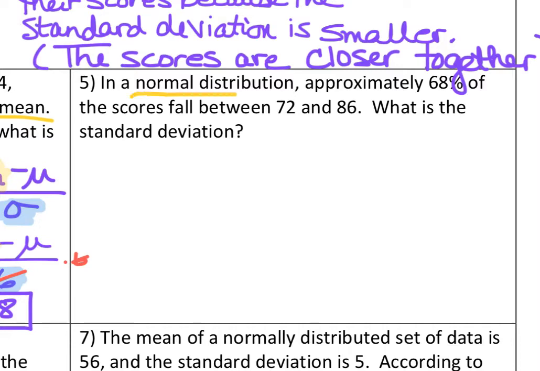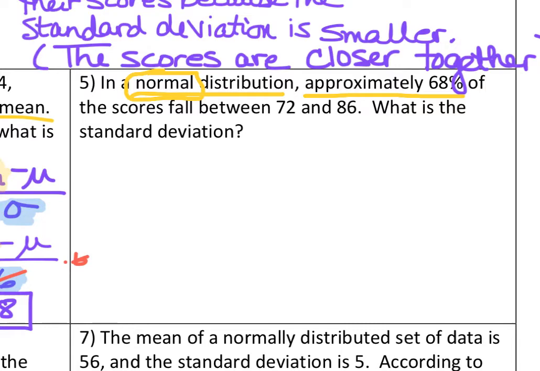A normal distribution says that approximately 68% of the scores, or whatever the data is, fall within 1 standard deviation of the mean. And it's important that we use the word normal here, because if it's not a normal distribution, it might still have statistics and it will still have a mean and a standard deviation. But the thing that you can't say is that 68% or approximately 2/3 of the data fall within that 1 standard deviation of the mean.